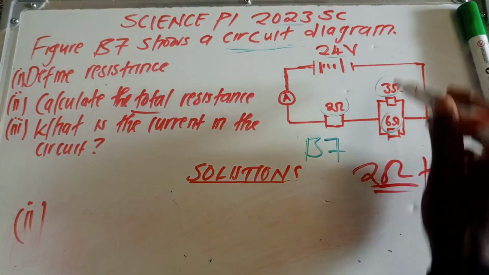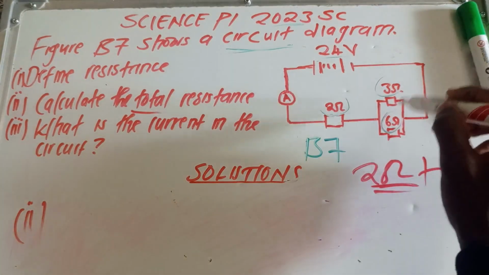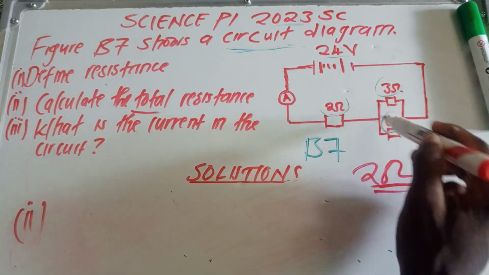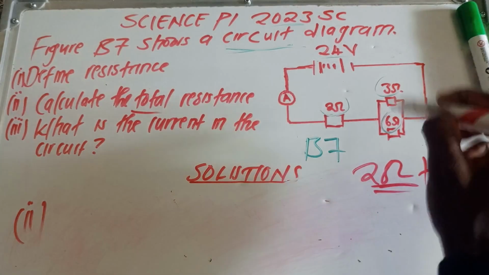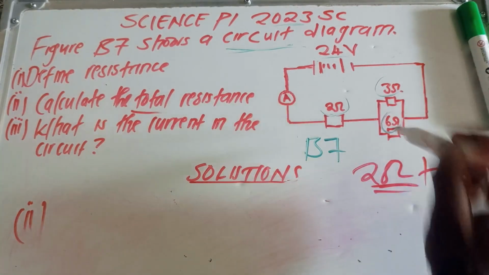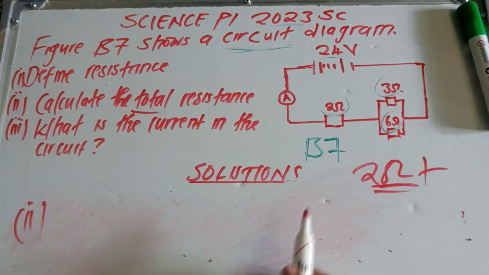So we are going to first combine these two resistors which are in parallel, and then we are going to add them to this one. So how do we calculate the resistance for these resistors which are in parallel? Here is a simple formula which I want you to understand.